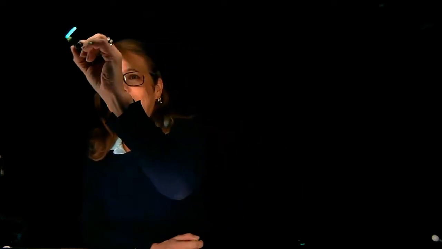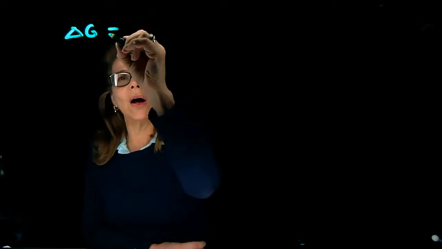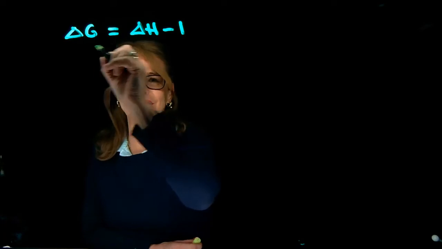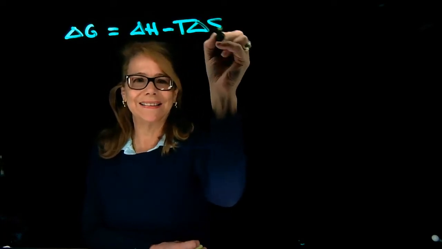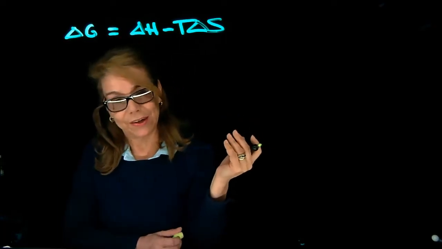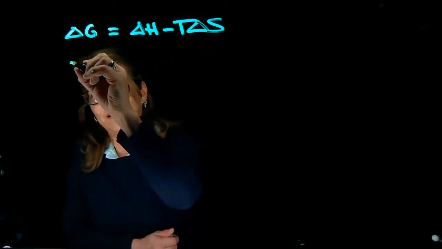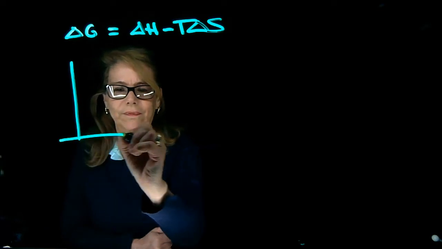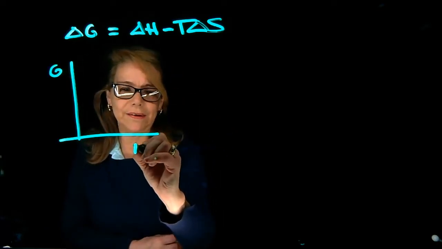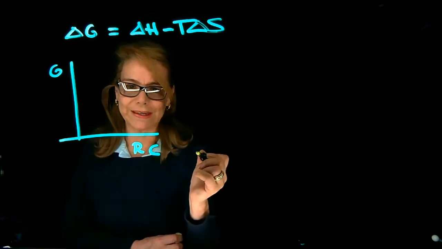We're going to talk now about the relationship between the change in Gibbs free energy and the equilibrium. So now we know that delta G equals delta H minus T delta S. So let's draw what we call an energy profile of a reaction. In the y-axis, I have my Gibbs free energy. And here I'm going to say reaction coordinates.